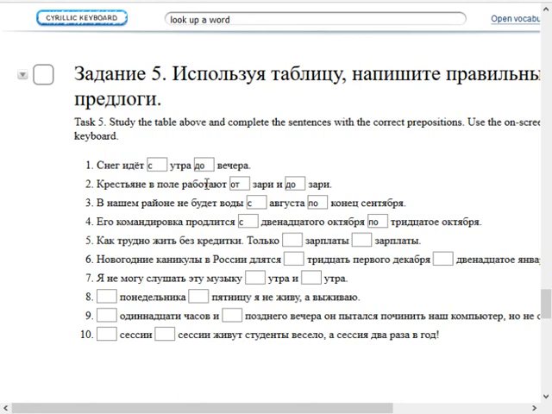Как трудно жить без кредитки. How difficult it is to live without credit or without a credit card. That, I guess, might be true in some places, but I think in Russia you can get by pretty well with cash.